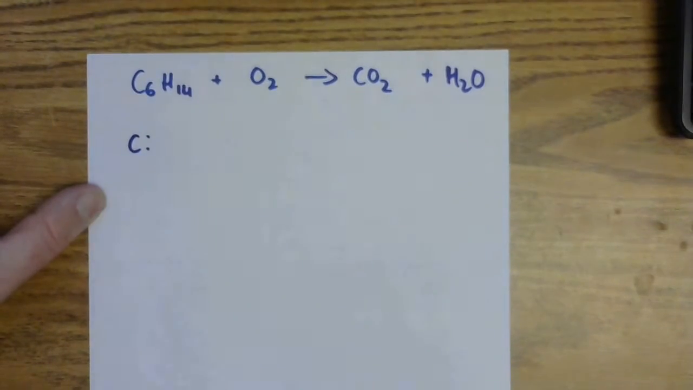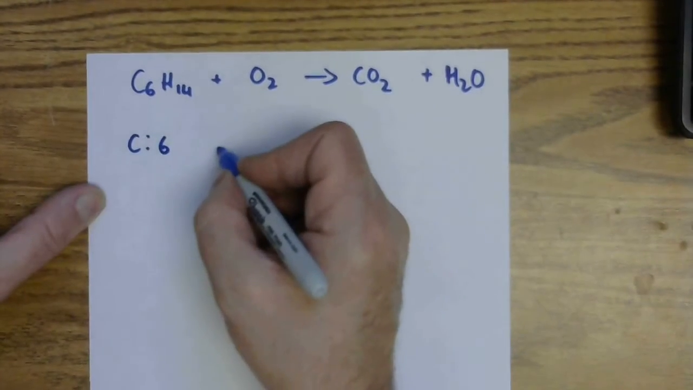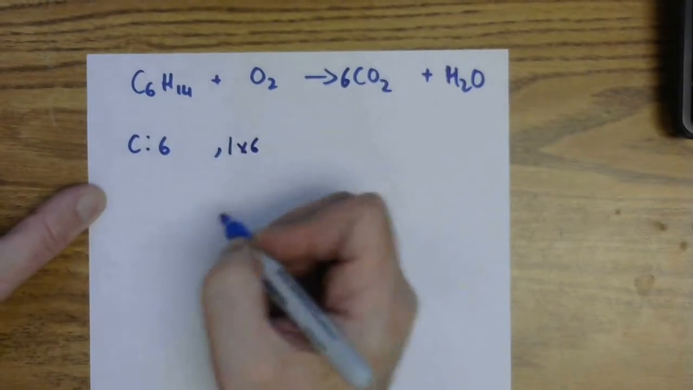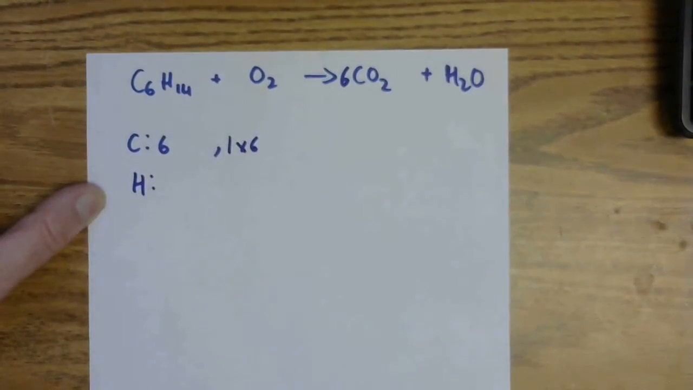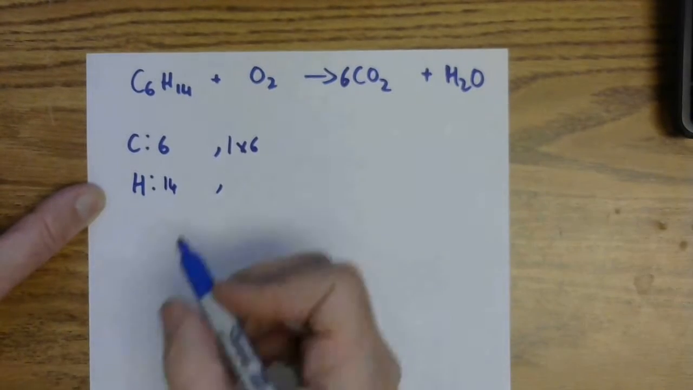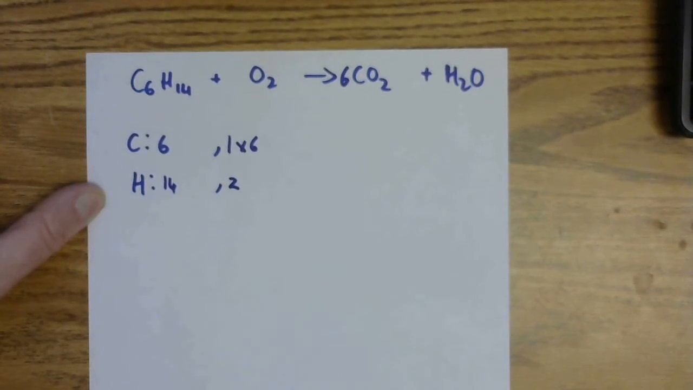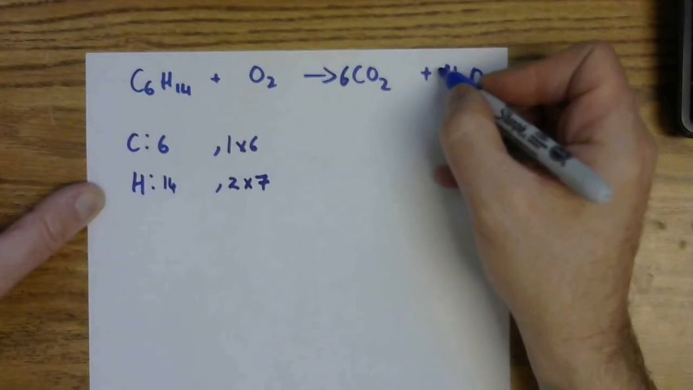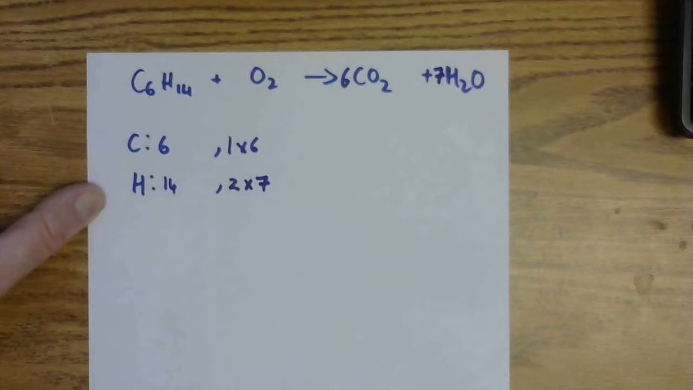So start balancing carbons. I've got 6 carbons on the left, and at present I have 1 on the right. So to get that up to 6, I'm going to have to multiply everything in there by 6. Now I'm going to move on to hydrogen, and I have 14 on the left, and I have 2 on the right. So to get 2 up to 14, I'm going to have to multiply everything in there by 7. Okay. So now I'm done with all of the elements in that compound.